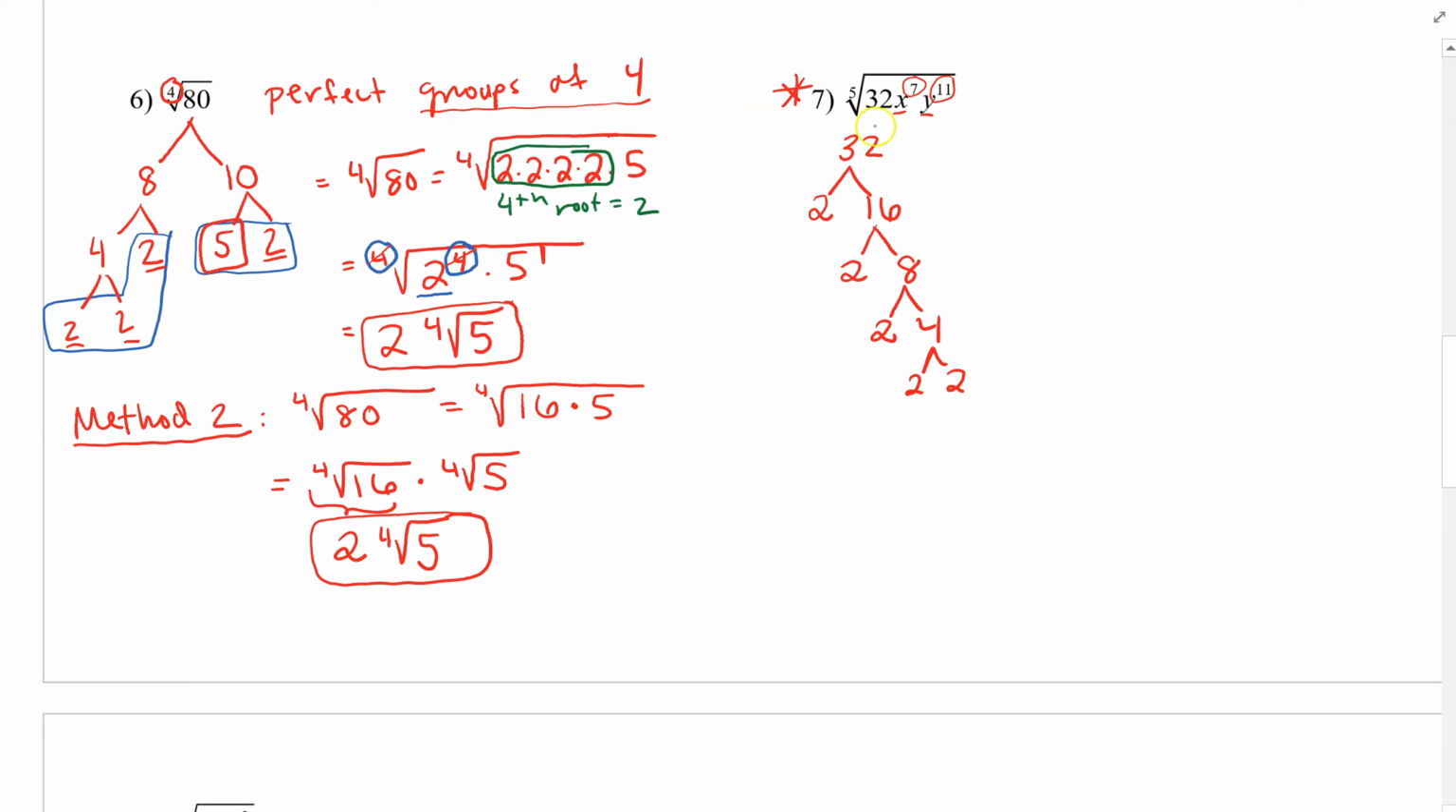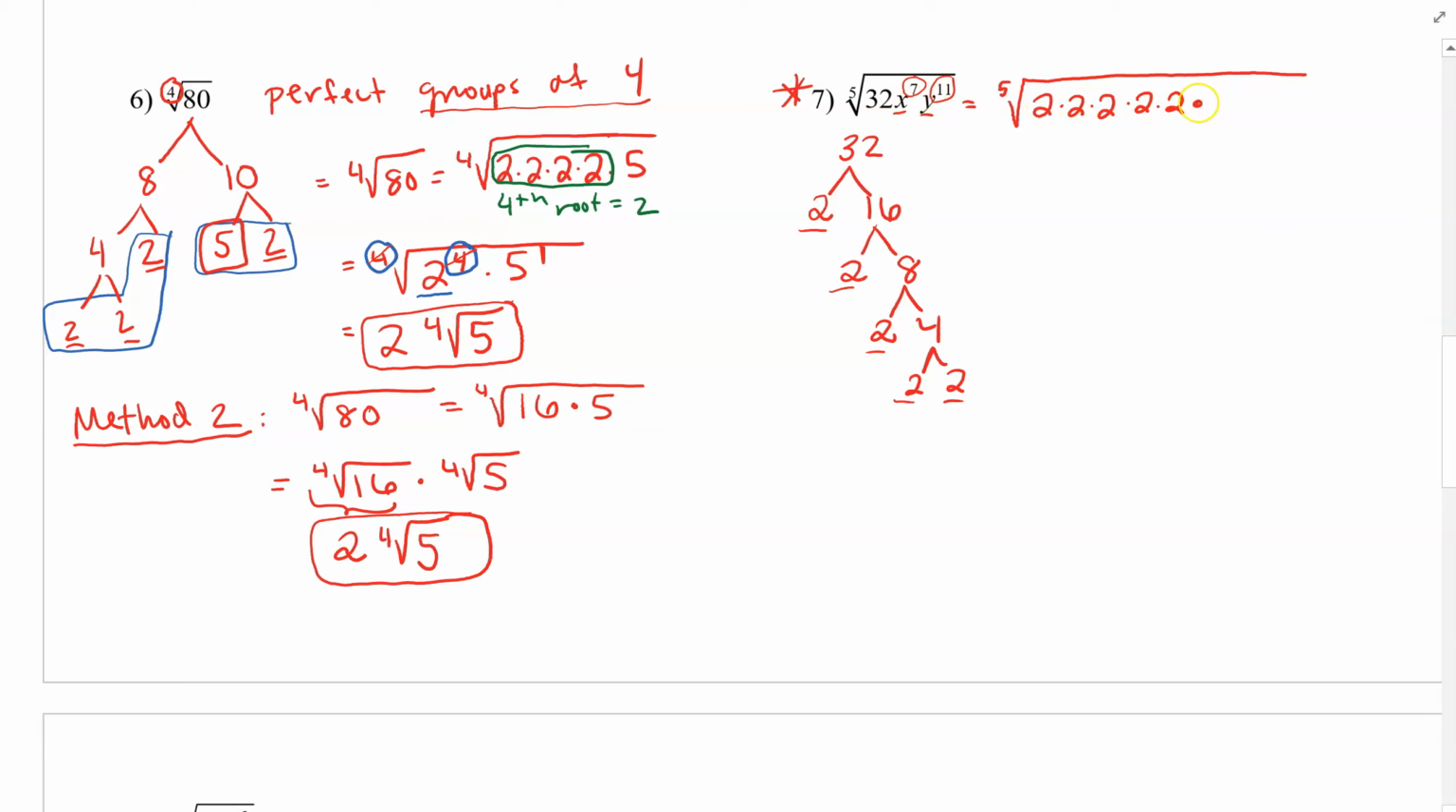So it turns out that 32 is actually a perfect fifth power, basically. 2 times itself 5 times. 1, 2, 3, 4, 5 equals 32. So let's rewrite this that way. So we've got 2 times 2 times 2 times 2 times 2, right? 2 to the 5th power.